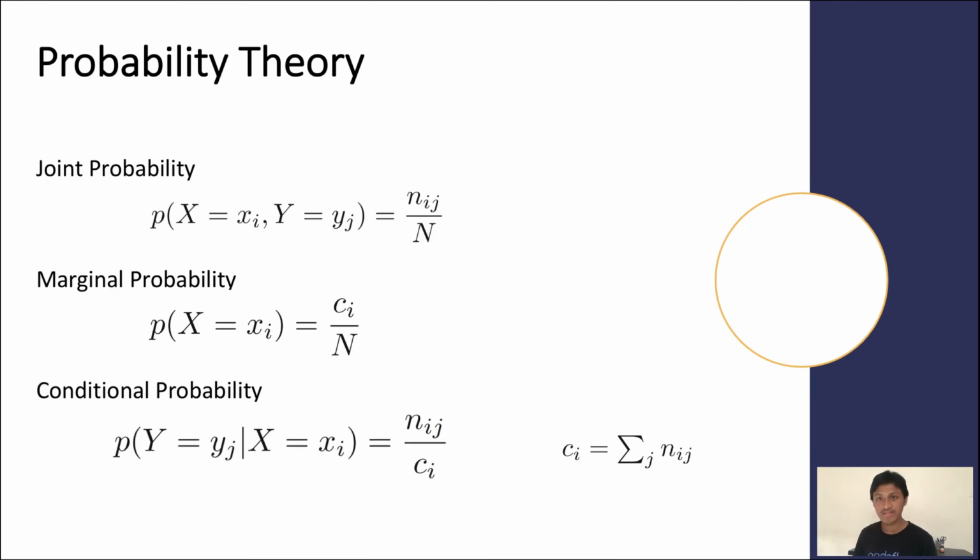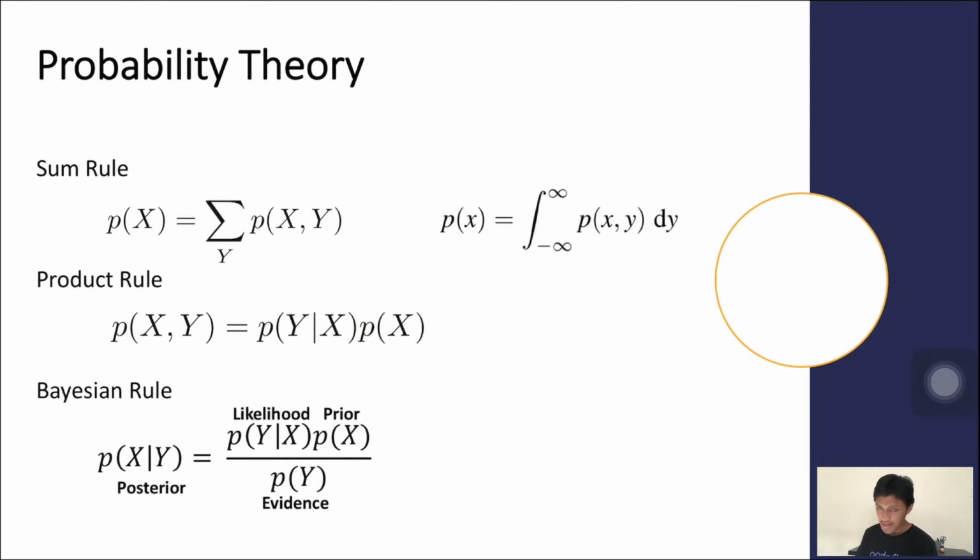Next, I want to discuss probability theory. We have what we call the joint probability, which is the number of occurrences given i and j divided by the total number of events. Then we have the marginal probability, that is the probability of, for example, x equal to xi. It is equal to the sum of the occurrence probabilities of i and j, summed over the j index. Next we compute the conditional probability, that is y equal to yj given x equal to xi. It is equal to the number of occurrences between i and j divided by ci, similar to what I mentioned above.